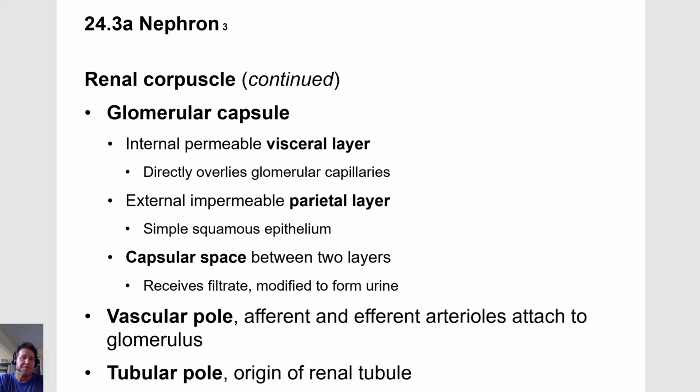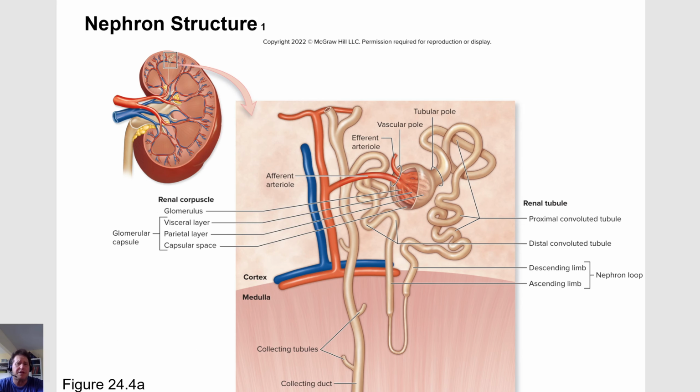There's an internal layer called the visceral layer, and an external layer to the capsule. The capsule is what surrounds the glomerulus. It's sort of a circular structure, spherical. Being spherical, like the Earth, it has poles. It has a vascular pole, where the arterioles come into the glomerulus, and a tubular pole, which is where the fluid that's being collected comes out.